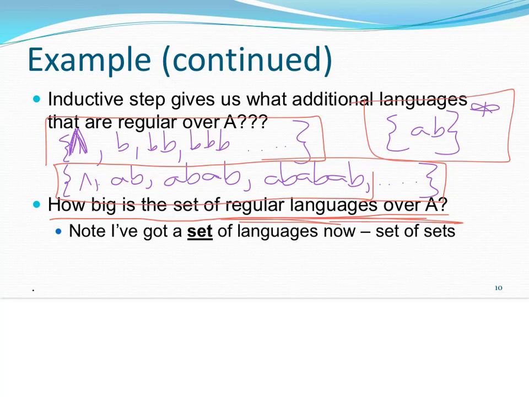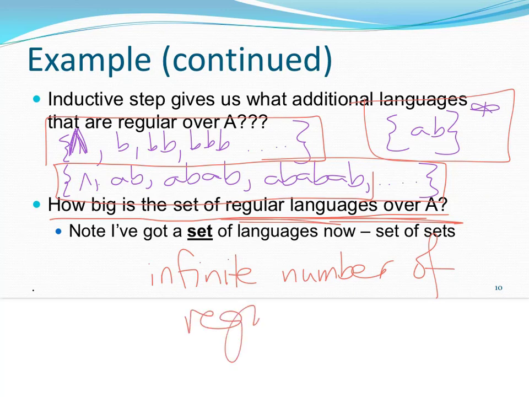And the answer is there's an infinite number of them, right? Because every time we have something, we can make something bigger using union and concatenation and star. So there's an infinite number of regular languages. Now, considering that I said that we're starting out with a very simple kind of language, these regular languages, it's very simple, but there's still a heck of a lot of them.